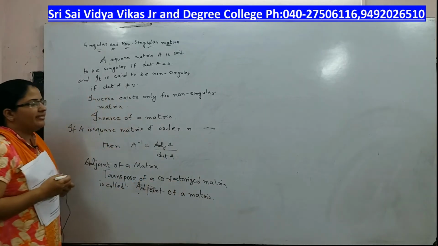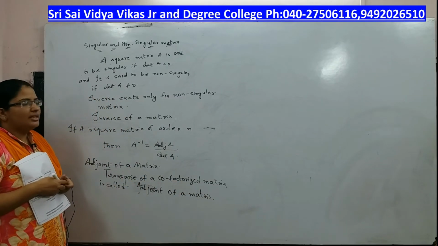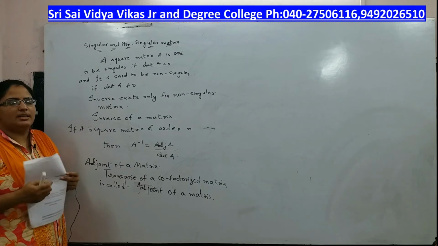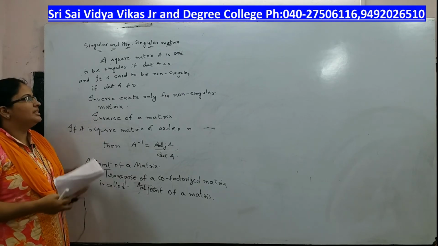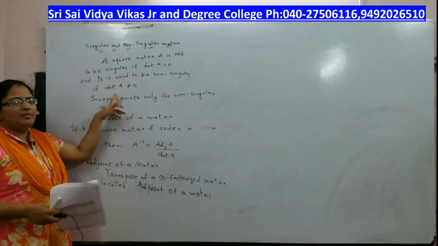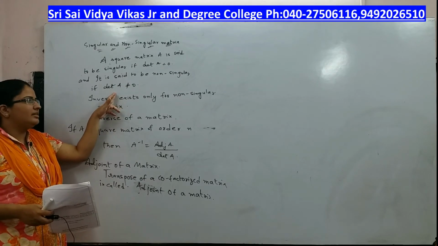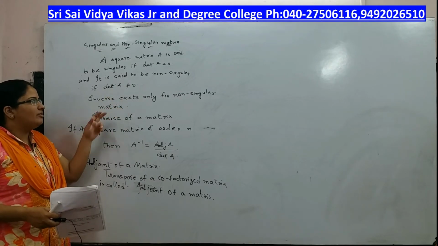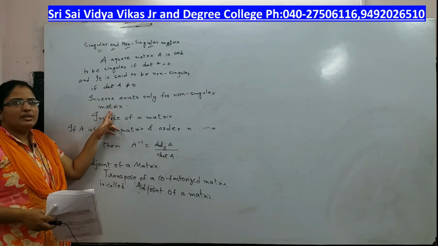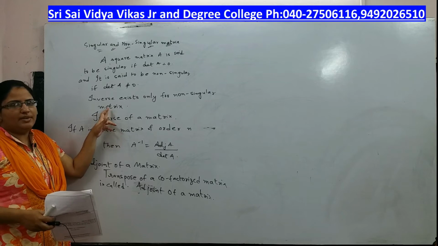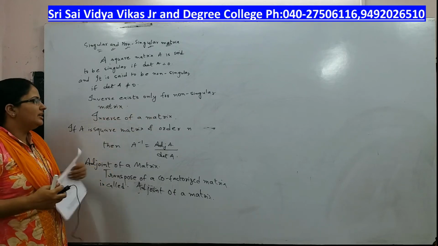So here we have discussed singular and non-singular matrix. What is a singular matrix? A matrix whose determinant is 0 is called singular. If determinant A is not 0, it is called non-singular. We can find the inverse only for a non-singular matrix. Inverse exists only for a non-singular matrix.